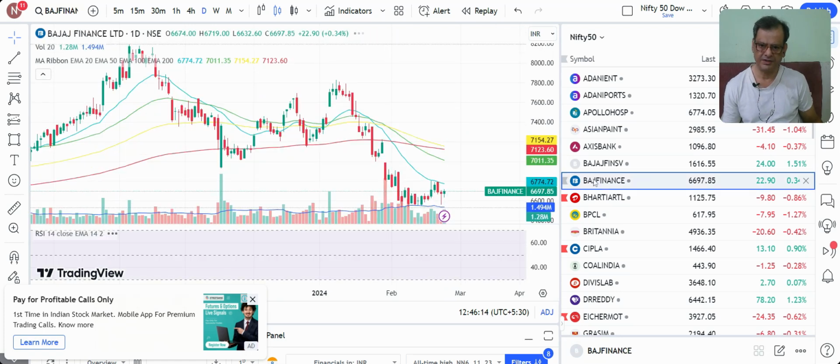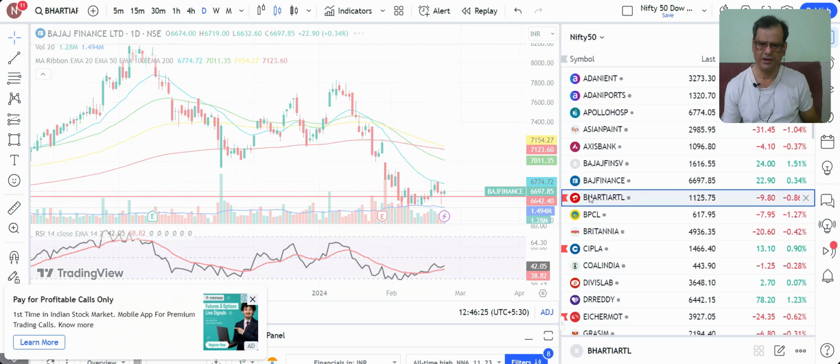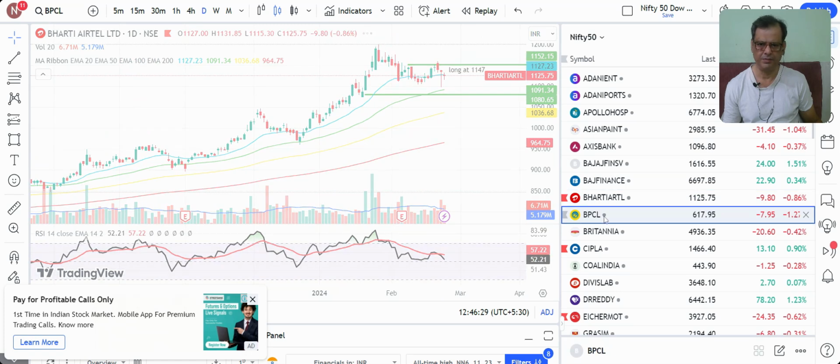Let's go to Bajaj Finance. Prices are consolidating here, so nothing much to draw. You could draw a trend line here, but then it would already be broken. So let's go to Bharti Airtel. Again, prices are consolidating here. Let's go to BPCL.